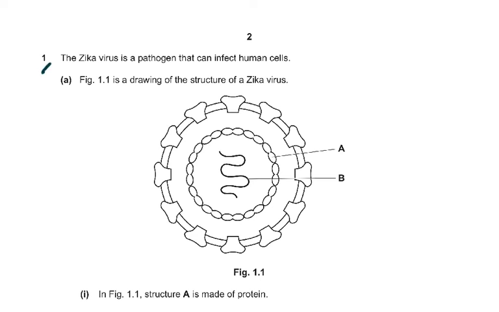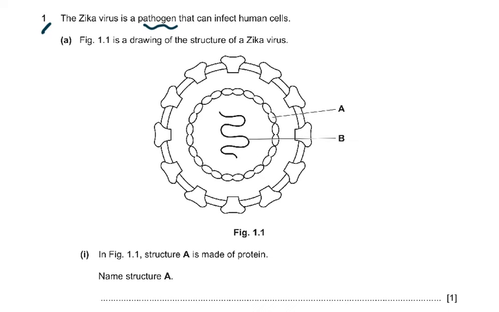Bismillahirrahmanirrahim. Starting with question number 1, the Zika virus is a pathogen that can infect human cells. Pathogen, disease causing microorganism. Figure 1.1 is a drawing of a structure of a Zika virus. So they've told you this is a virus, it's not a bacteria, it's a virus. In figure 1.1, structure A is made of protein. So we're talking of structure A, which is inside, and then we have something inside it. So name structure A. What is it?